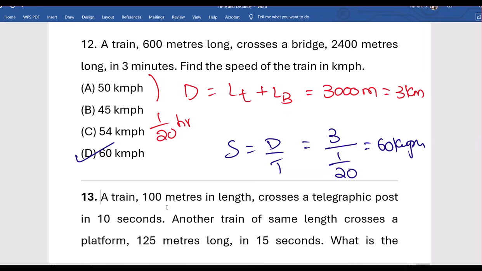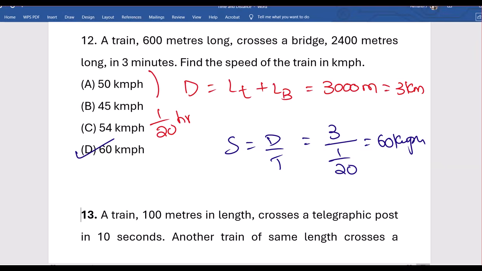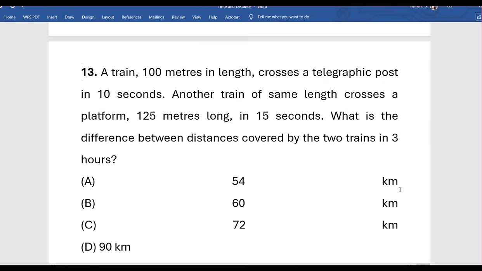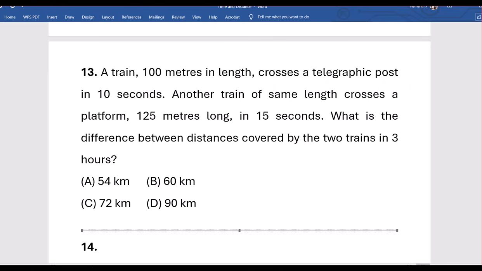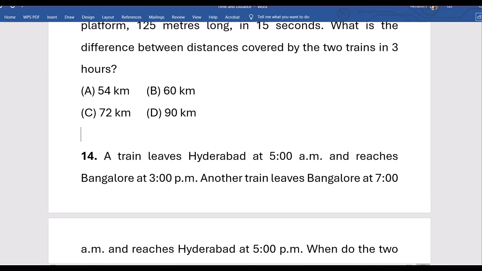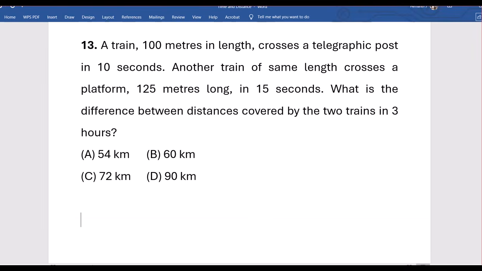So, train crossing a bridge, and previously we did train crossing a platform and train crossing a pole. Now, train crossing a telegraph post. So try this question once. Next one. Train crossing a telegraph post, and another train of the same length crosses a platform. What is the difference between the distance covered by the two trains?